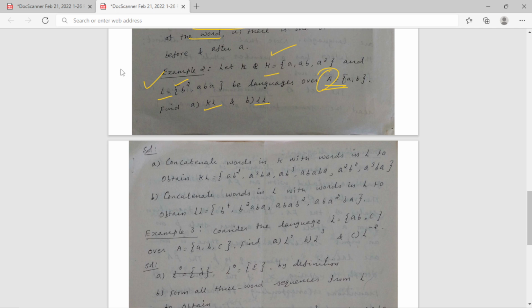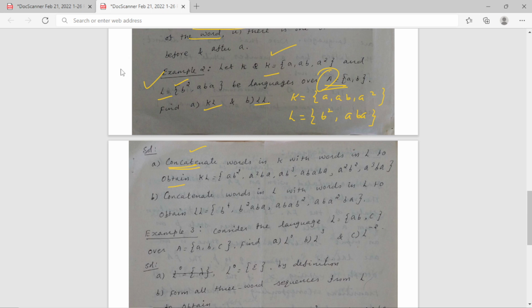How are we going to find them? Listen here. The order is very important. KL. What is your K? That consists of A, AB and A square. And L consists of the strings B square, ABA. Now, look at the words carefully. Concatenate the words in K with the words in L to obtain KL. You have to concatenate the words, not multiply.